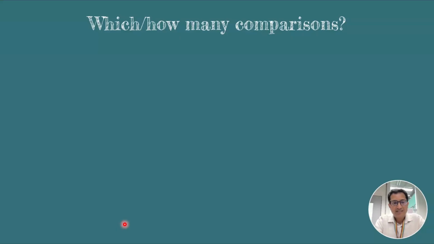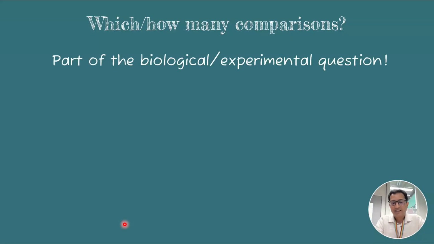So the first question is then, which or how many comparisons should I make, right? And you'll be pleased to hear that this actually is not a question for statistics. It's a question for you as the biologist or the experimental scientist, because you may have designed a new drug, or you may have a new mutant enzyme for which you're finding the kcat or KM. It's for you to decide what you want to compare, right? And so a lot of thought has to go into this, and this is not a statistical question.